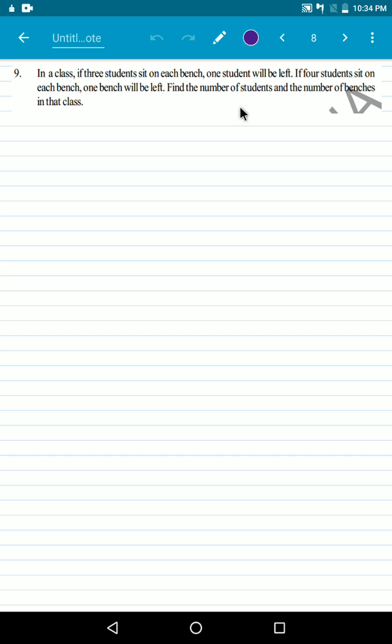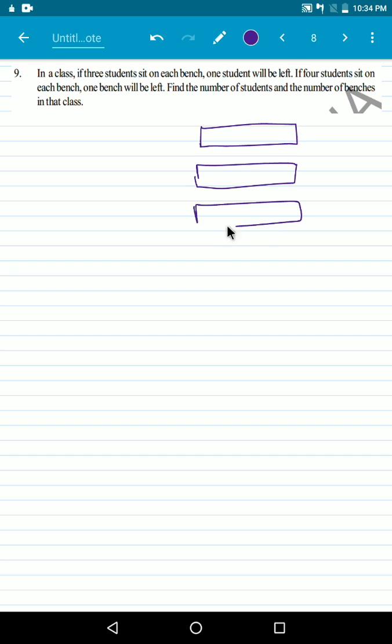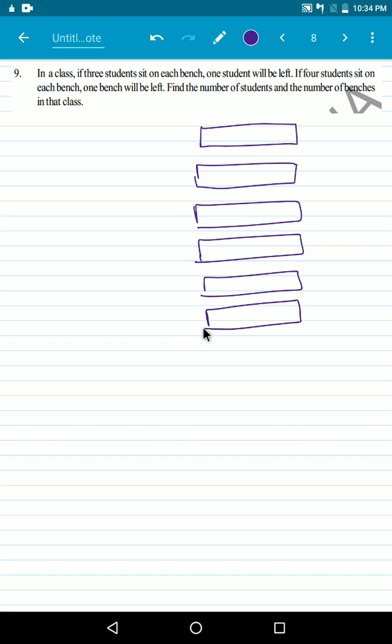Okay. So let us take one example and understand. See, suppose these are the benches. And what is the first condition given? If 3 students sit on each bench, let us say these dots represent the students. So on each bench, 3 students are sitting, like this. If 3 students sit on one bench, 1 student will be left. So after this also, 1 student will not have a bench to sit on.